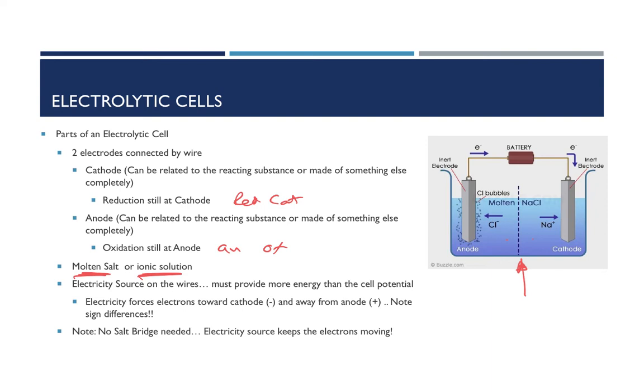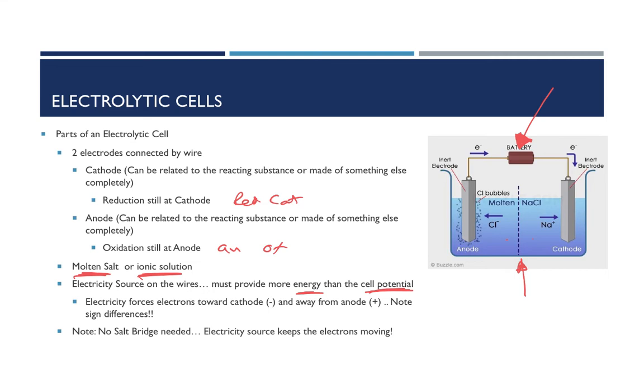Then what you need is an electricity source on the wires. In this particular case, they have a battery. It probably needs to be a fairly strong battery, unless it's a weak reaction. But that electricity source, whatever is providing electricity on the wire, has to provide more energy than the cell potential would. Whatever the E cell of the reaction is, you have to give it more electricity than that in order to make the non-spontaneous reaction happen. So we're coupling production of electricity, which is spontaneous, with using that electricity to do something non-spontaneous.